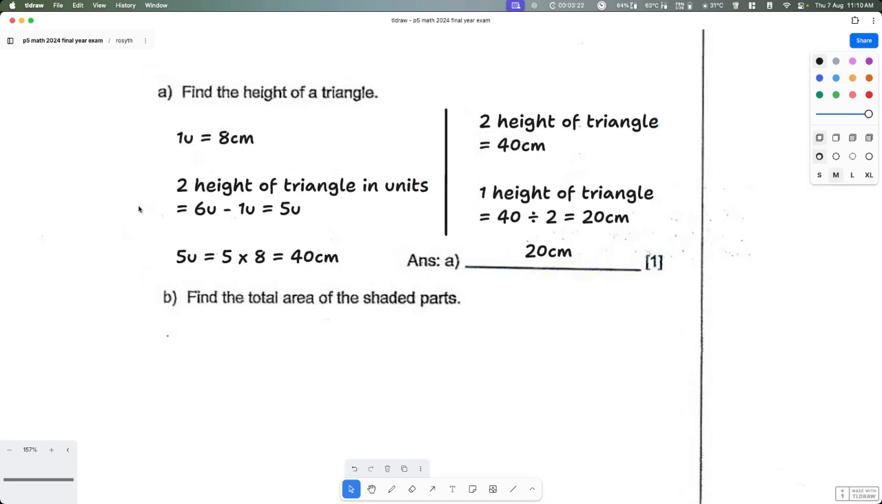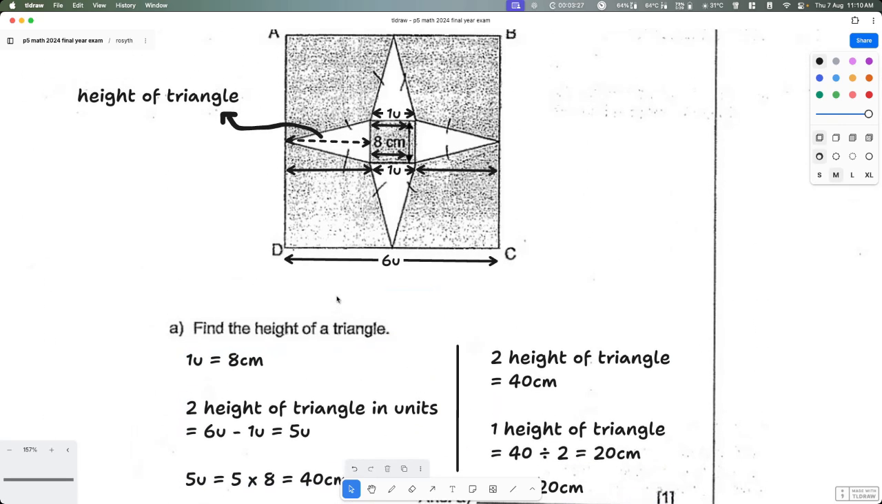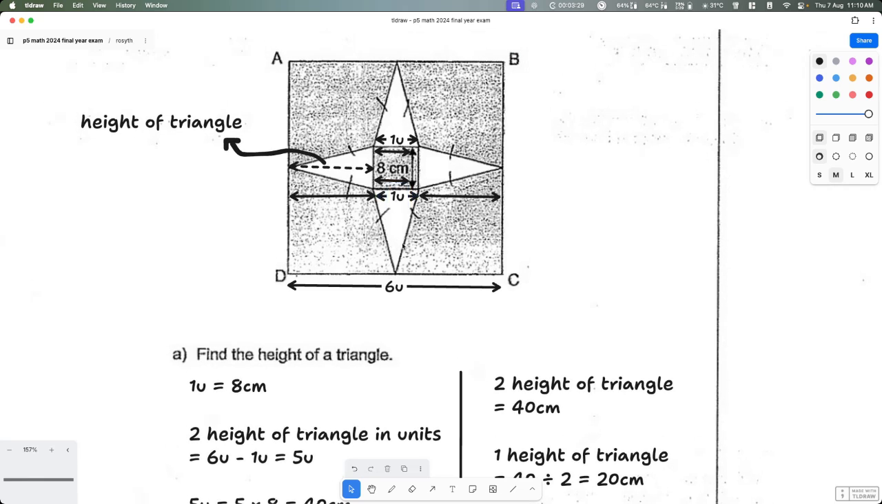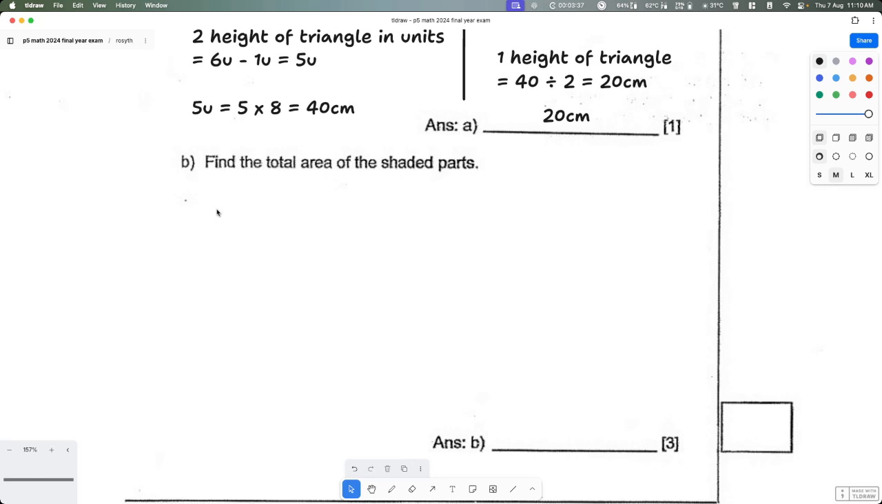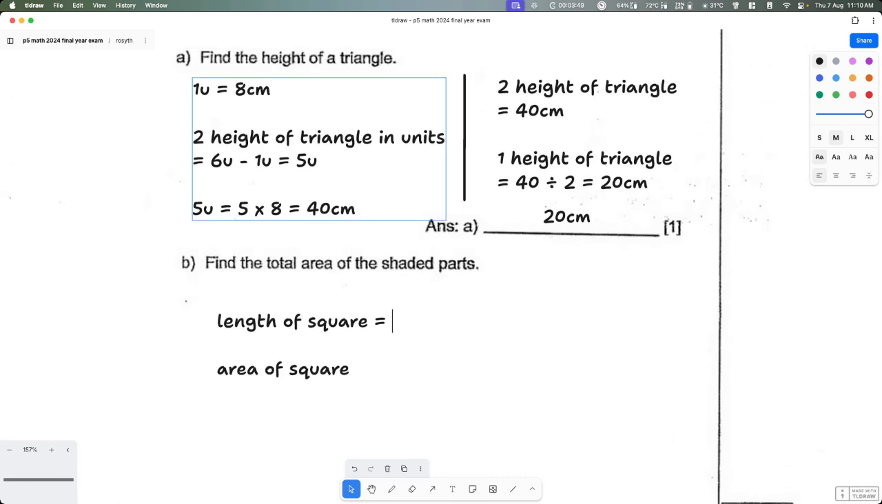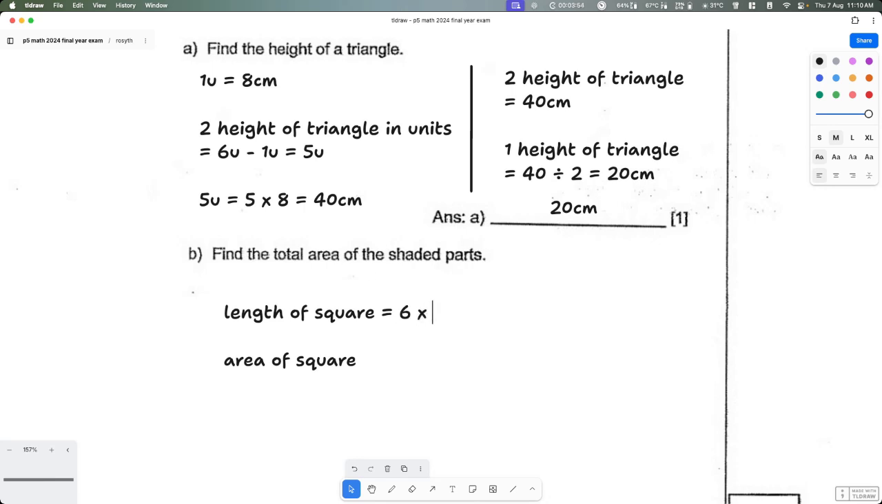Okay, the next part says, part B, find the total area of the shaded parts. So if we can get the area of the triangle, then we can subtract it from the area of the square, right? So for the area of square, the length of the square is equal to 6 units. We know 1 unit is 8 cm, so 6 times 8 equals 48 centimeters.